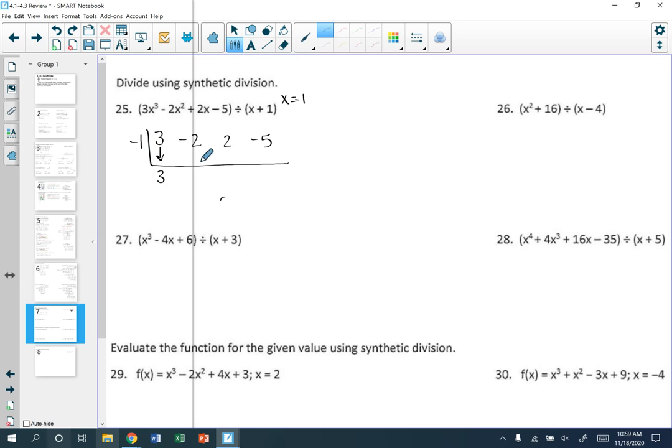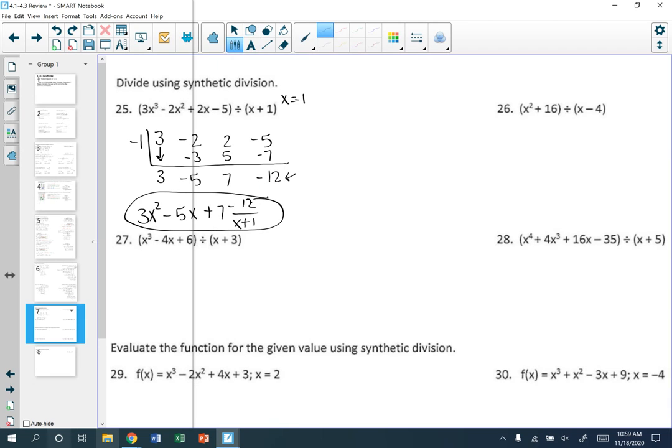So we have 3 times negative 1, which is negative 3, and we add. So we're at negative 5. Negative 5 times negative 1 is positive 5. Add, we get 7. Multiply negative 7, add, you get negative 12. Remember, this last number is our remainder, and if we started with a third degree, our answer is going to be second degree, so we get 3x squared minus 5x plus 7, and then a remainder, negative 12 over x plus 1.